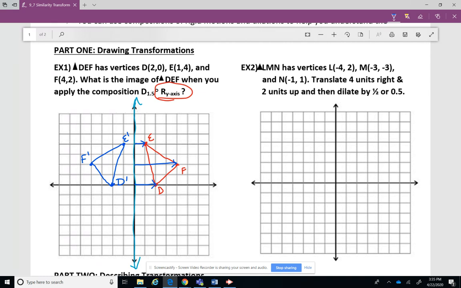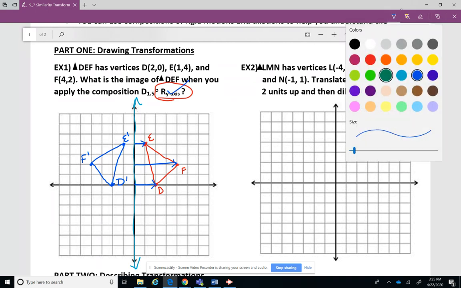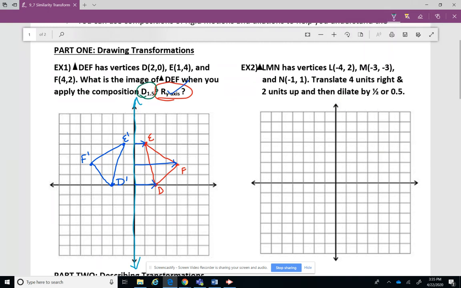All right, so now we did the reflection. So the next thing we're going to have to do is we're going to dilate it. So what we're going to have to do is multiply the x value and the y value of each of the points. You're going to multiply them by the 1.5. All right, so let's start off with D.